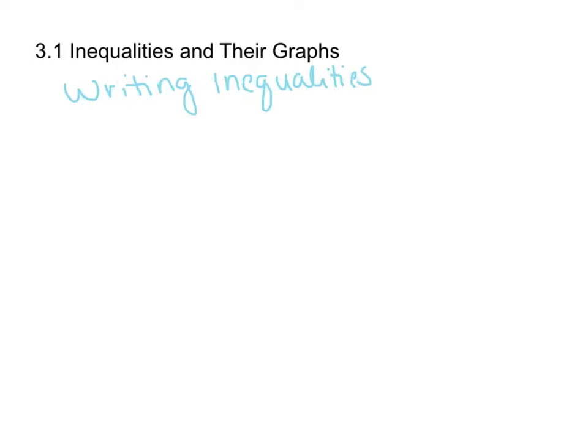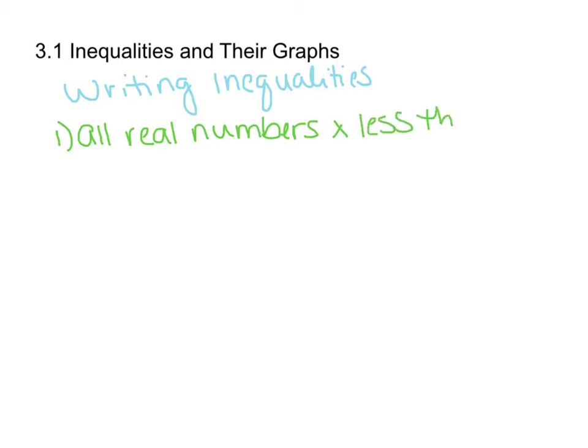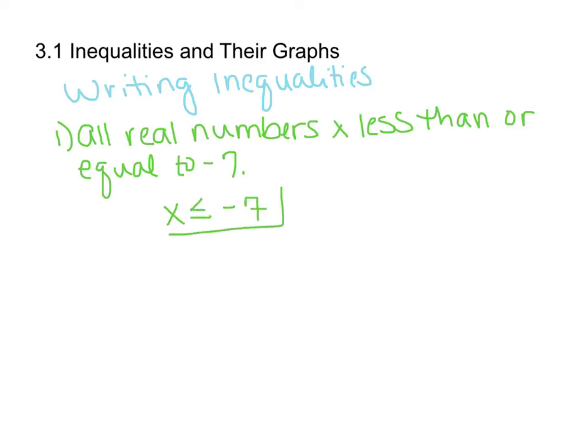So let's look at number 1. It says all real numbers x less than or equal to -7. Alright, so all real numbers x less than or equal to -7.